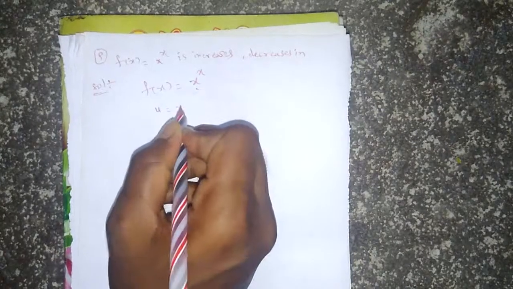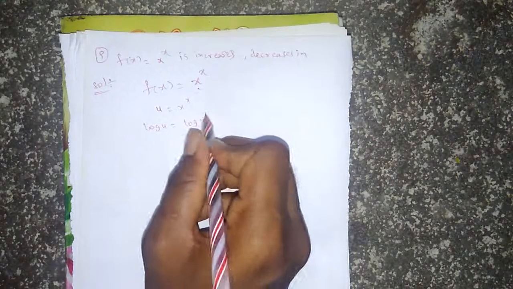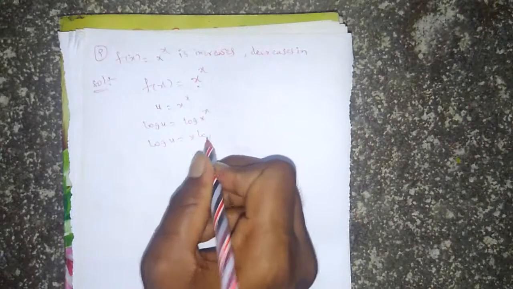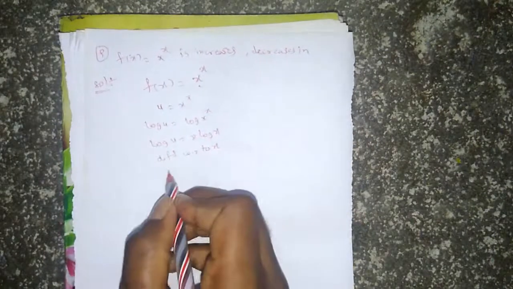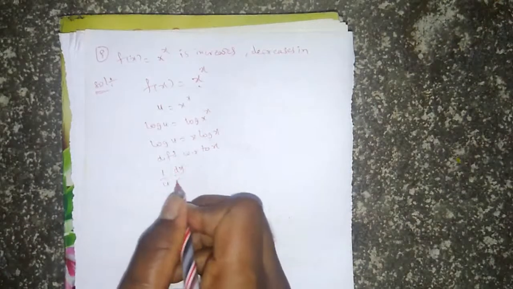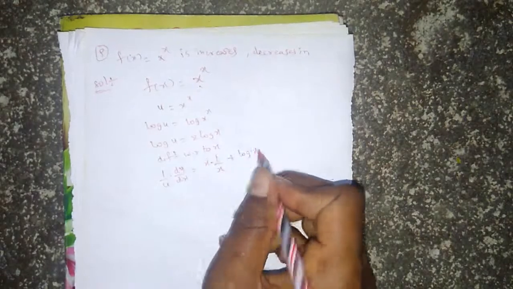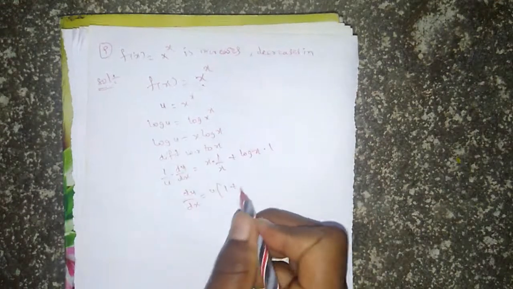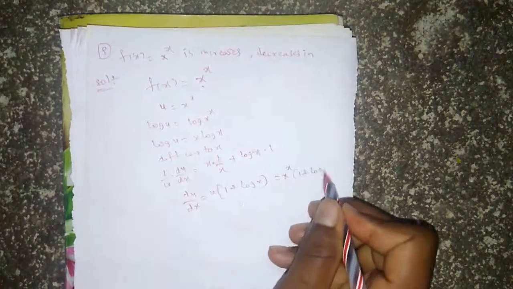So use logarithmic differentiation. Let us take u is equal to x power x. Log u is equal to log of x power x, so log u is equal to x into log x. Differentiate with respect to x: 1 by u into du by dx is equal to x into the derivative of log x, which is 1 by x, plus log x into the derivative of x, which is 1. So du by dx is equal to u into (1 plus log x), that is x power x into (1 plus log x).